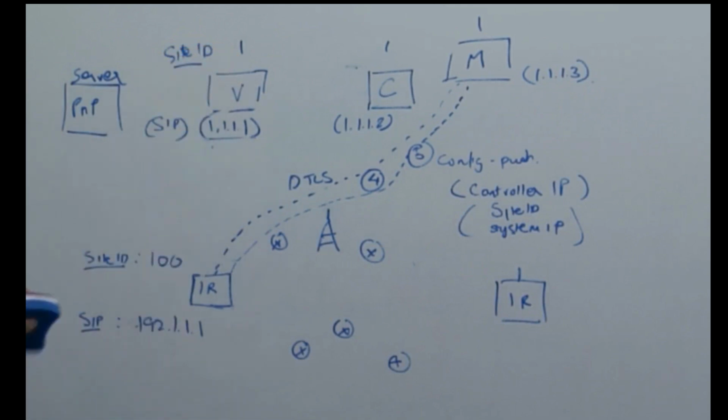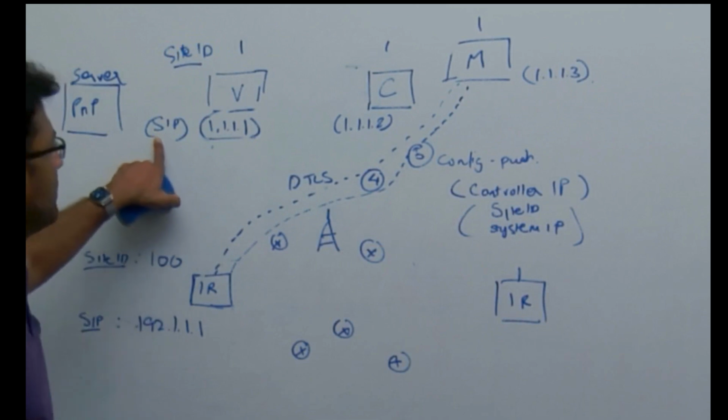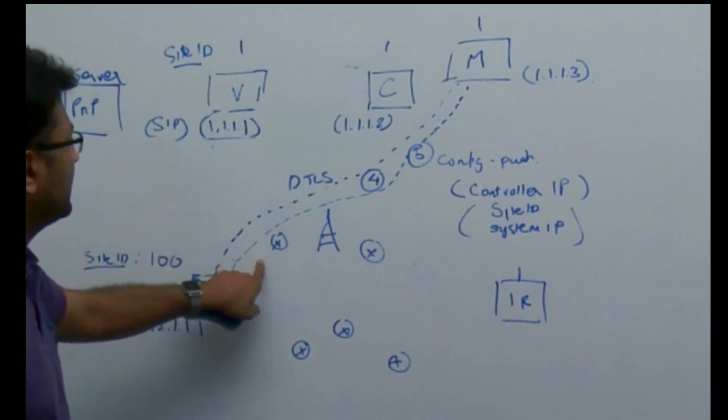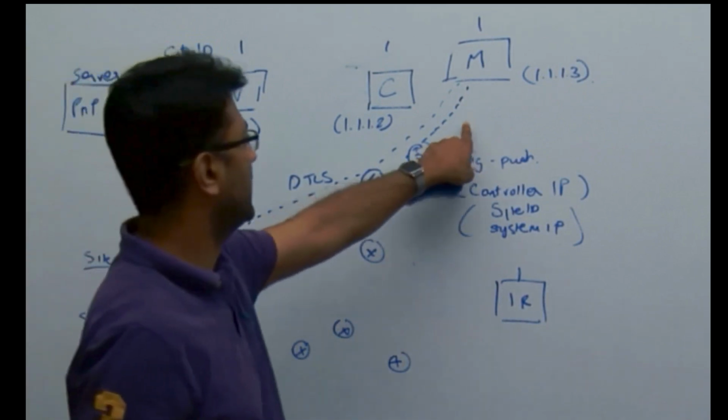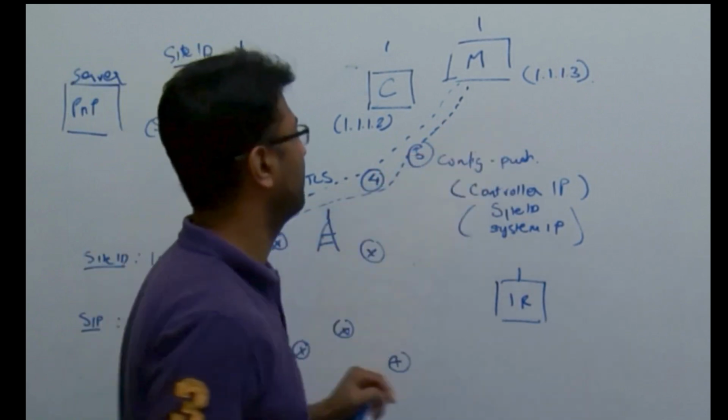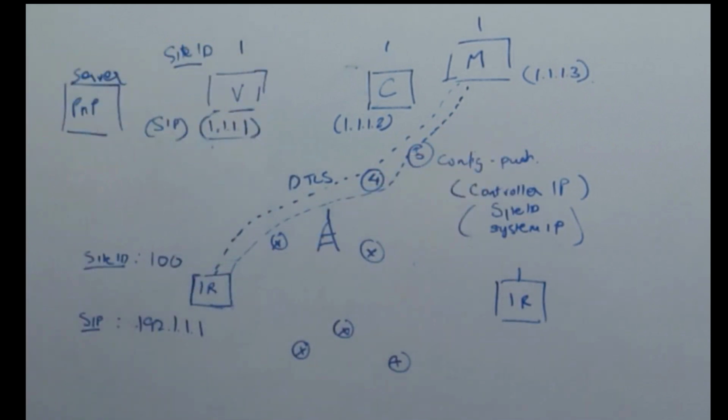So just to add, the way the system IPs play a role is the DTLS connection is formed with the system IP of the controller, right? So in this case, during the 4th step, we formed a DTLS connection with the manager, and this DTLS connection was formed using the system IPs of the manager and the edge device.